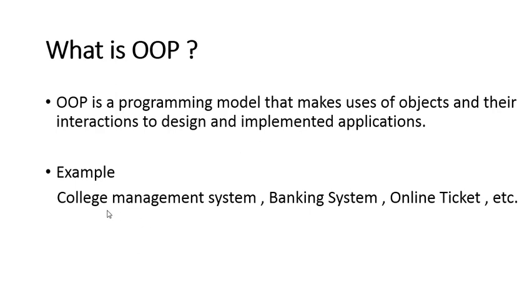Let's see one more example: a college management system. In a college management system application, we have objects like college, faculty, non-teaching staff and students. These are the objects, and the college interacts with the faculty, who interact with the non-teaching staff, who interact with the students. With the use of these objects and their interaction, we design and implement the application.